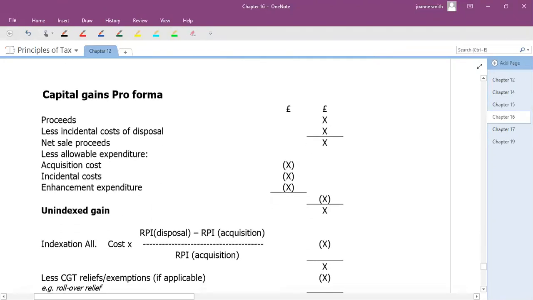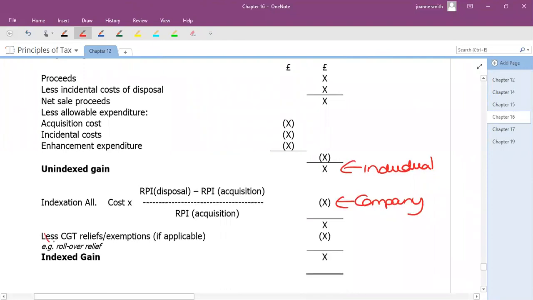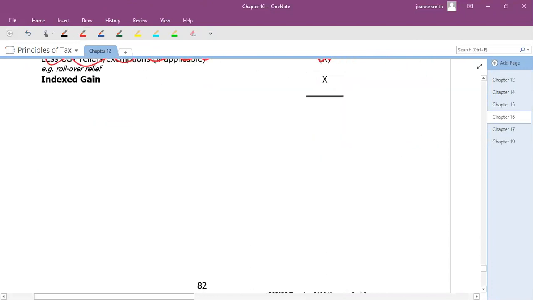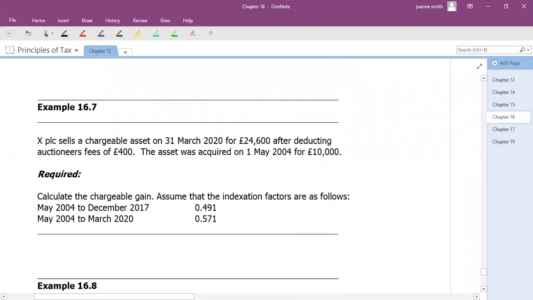So you're working out your usual proceeds and costs, and then this is the new bit. So this is where you get to when you're an individual, and this is the extra bit that you're going to do for a company. They might get some reliefs, but none of those are on your syllabus, so you're not going to have that. You're just going to finish with the gain after the indexation. So let's just finish off with a couple of examples then of how this actually works.